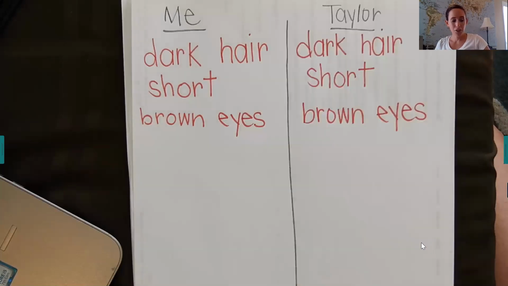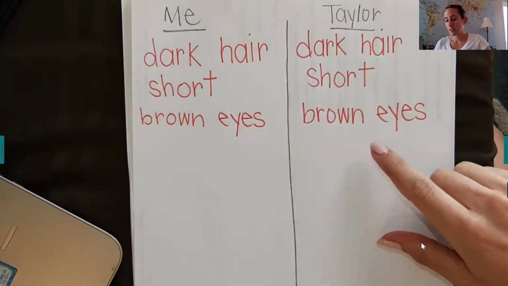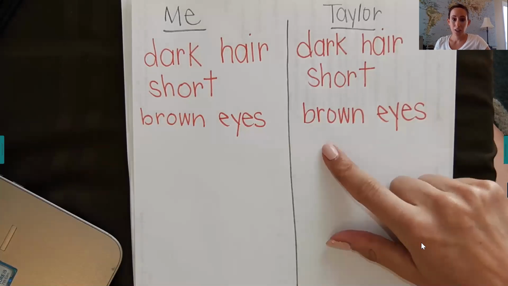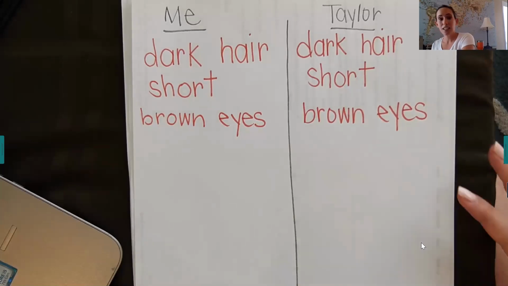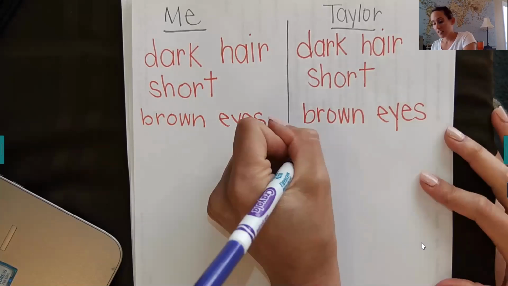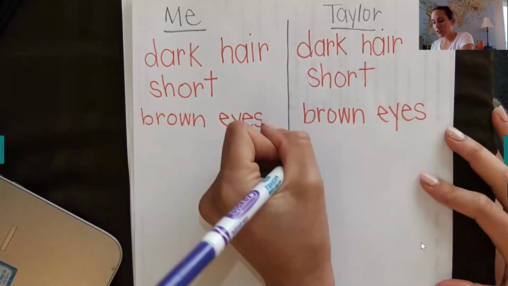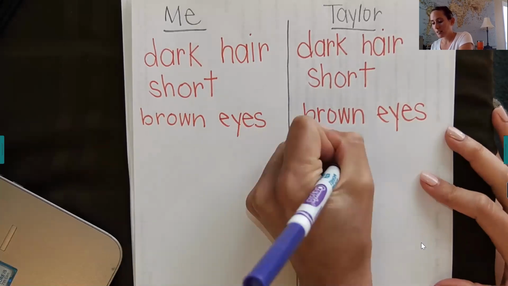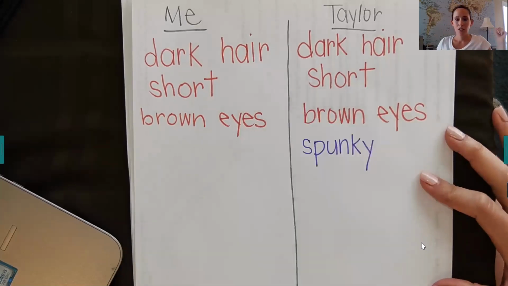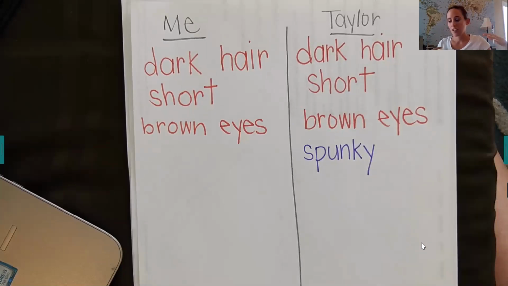So I am going to start with Taylor. Taylor, and if you don't know her, that's okay. I'm going to describe her to you. She's kind of spunky. She is silly. Spunky is a good word to describe her. So I'm going to write that word. She is spunky. She likes to be different. She likes bright colors, wild colors.